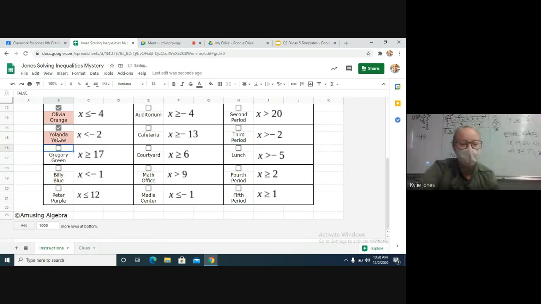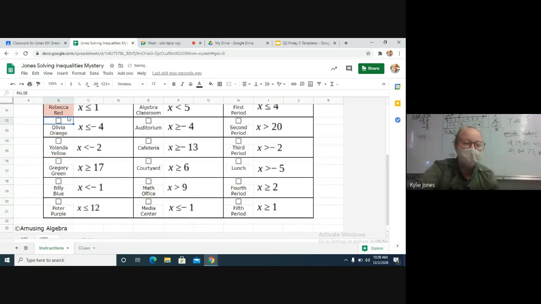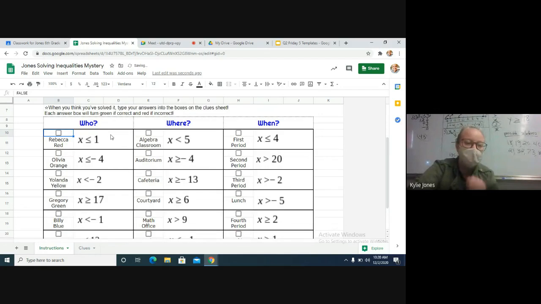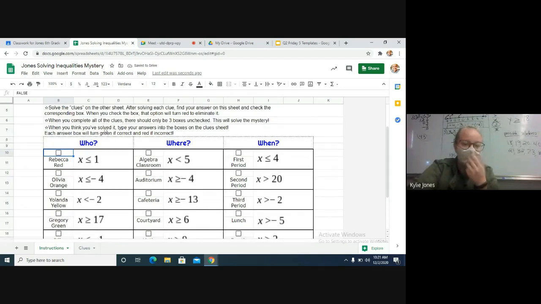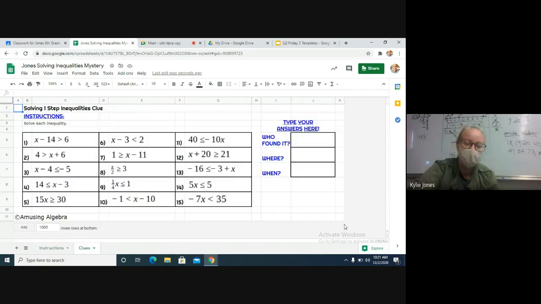We have to go to the other page and solve the inequalities. We're going to do it a few times, then I'll let you guys work. You might have done something similar before. So, when you think you've solved it, type your answers into the boxes on the clues sheet. So if you click on the clues sheet, you can type your answers over here once you're done. Okay?